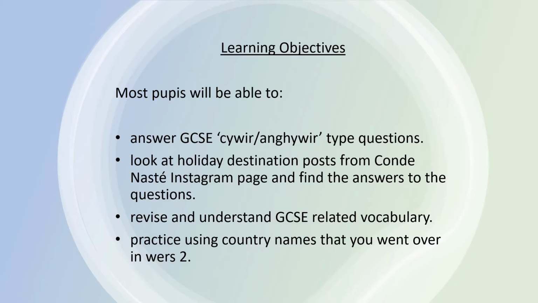Okay, so your learning objectives for today: hopefully most of you will be able to answer some GCSE Cywir, Anghywir, correct, incorrect type questions. You'll be able to look at a holiday destination post from Condé Nast's Instagram page and find the answers to the questions. You'll revise and understand some GCSE related vocabulary and you'll practice using the country names that we went over in lesson 2.